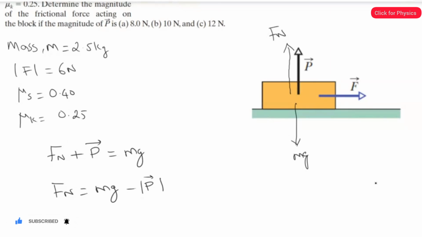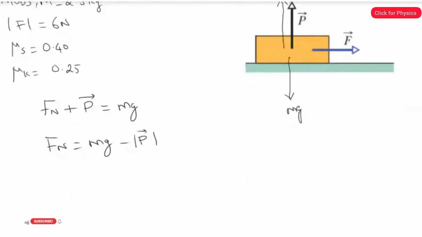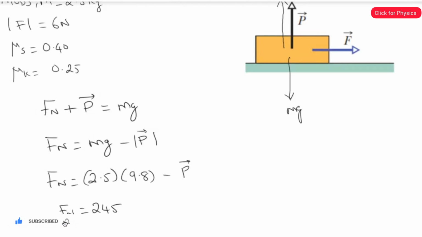Clear? So now I have to apply the values of m and g here. Let's substitute: Fn is equal to 2.5 kilogram multiplied by 9.8 minus P vector. When you multiply 2.5 with 9.8, you will get 24.5 Newton minus P vector.